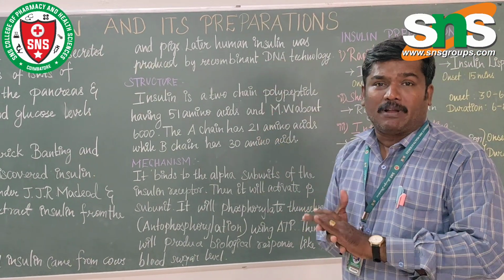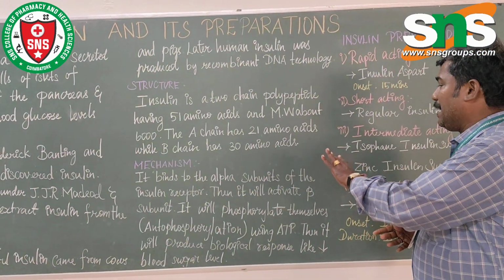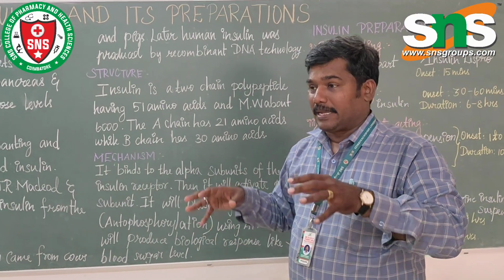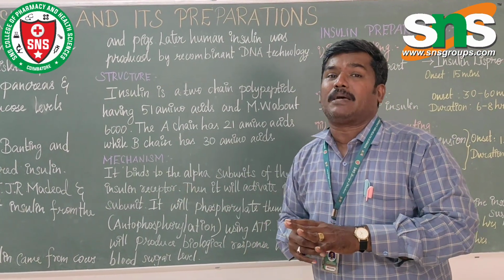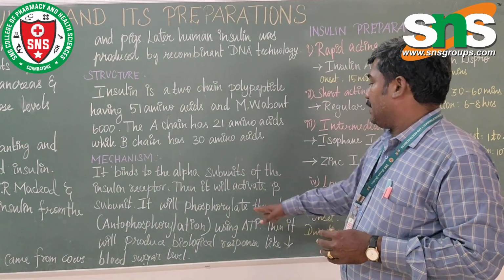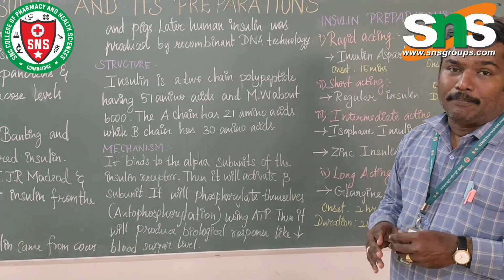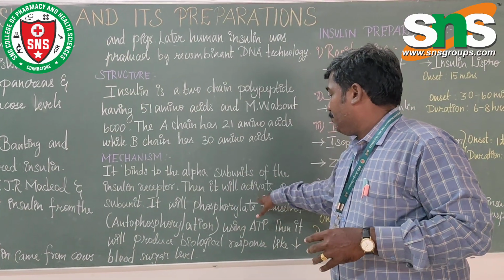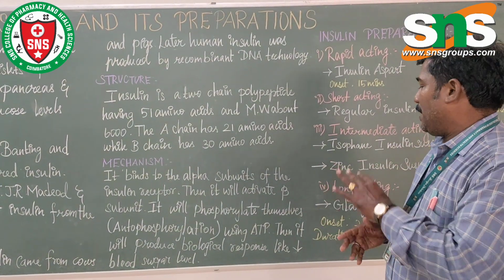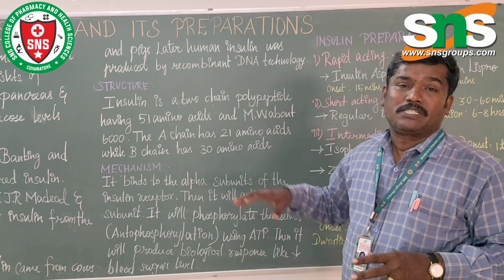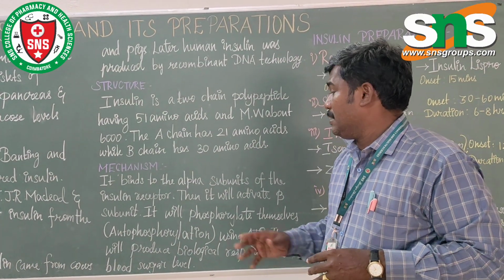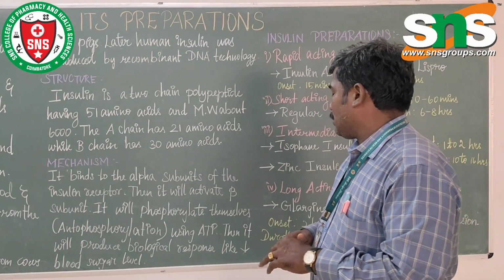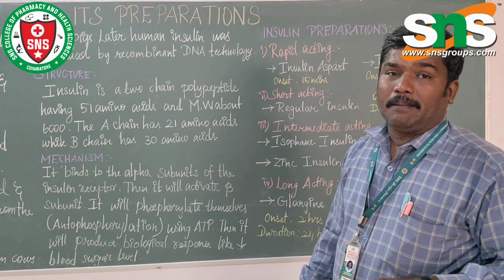So what is the mechanism of this insulin? It mainly binds to the alpha subunits of the insulin receptor. Then it will activate the beta subunit, and the receptor will phosphorylate itself. That is known as autophosphorylation, using ATP. Then it will produce a biological response, like a decrease in the blood glucose level.